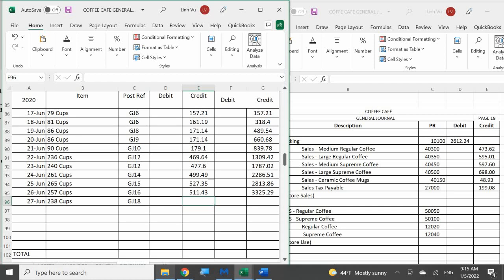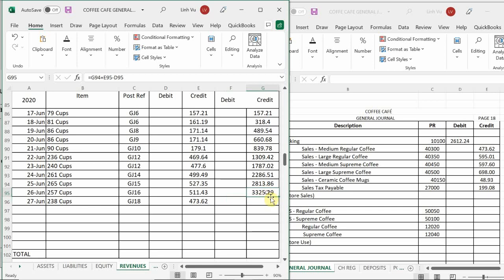For 473 and 62 cents, 473.62. So what is my total ending balance? 3798.91. Good.